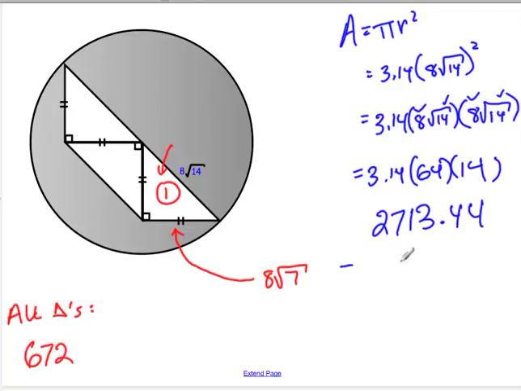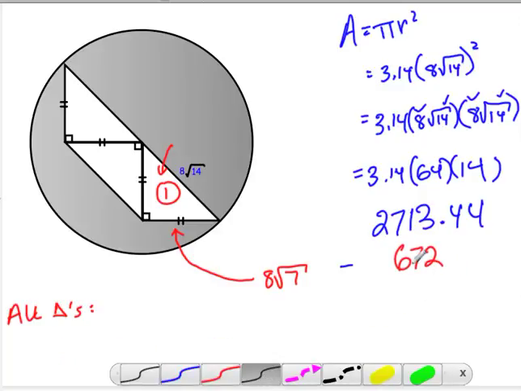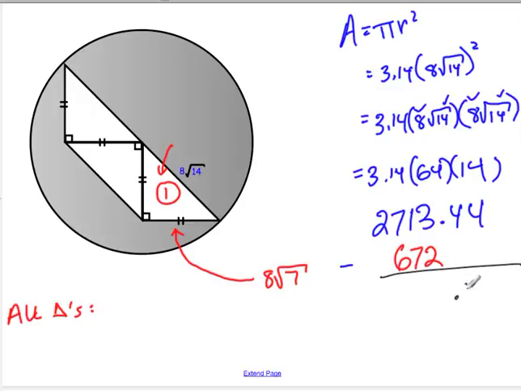And then we subtract the area of the triangles. And so 1, 4, 0, 2041.44.